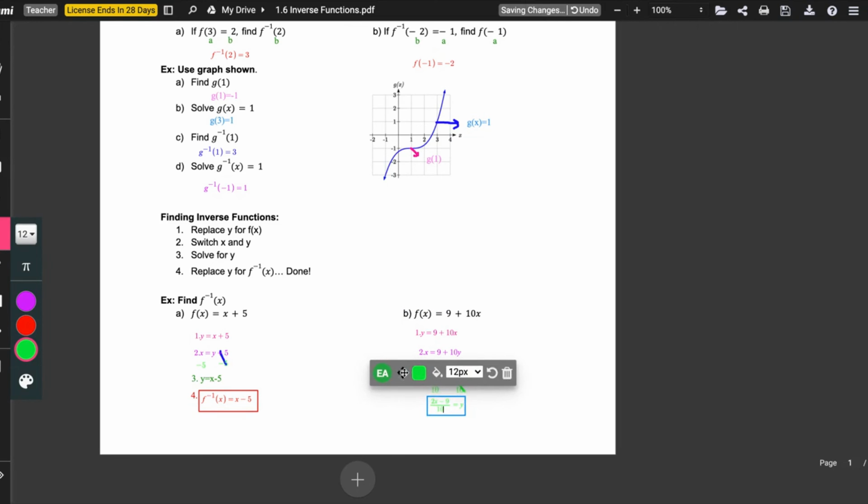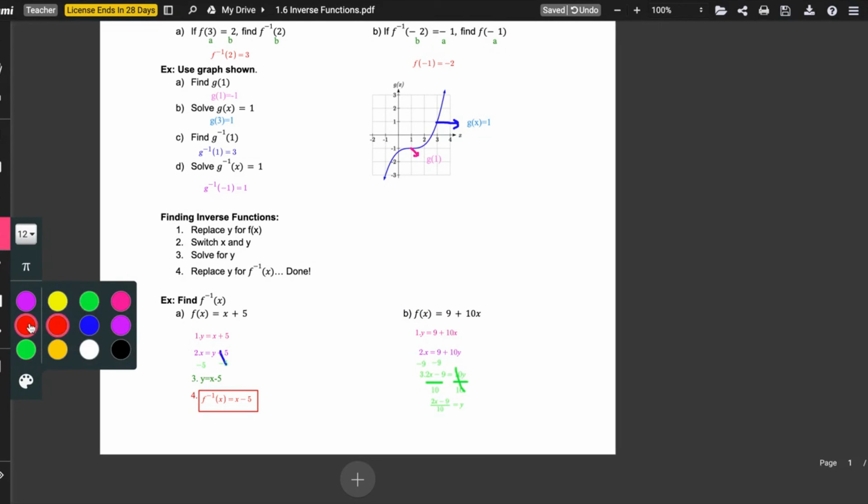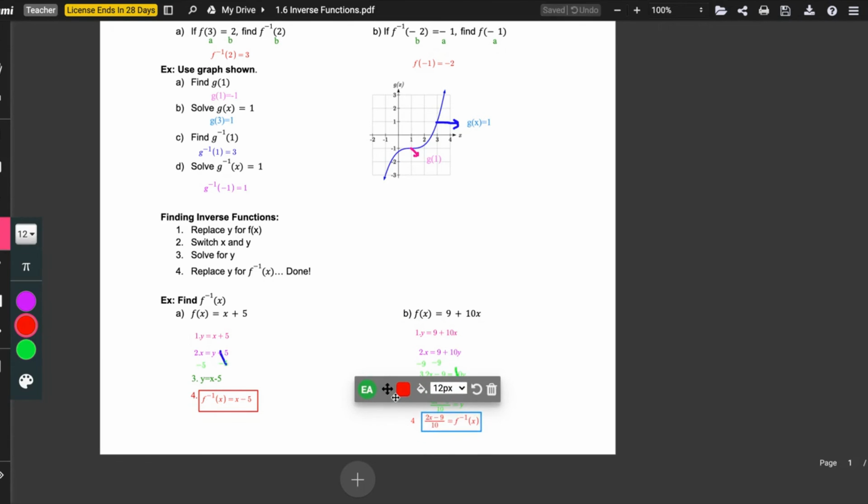So then for my final answer, I'm replacing y with f inverse of x. Remember, that's step 4. So I'm going to have the same thing, x minus 9 in the numerator over 10 equals f inverse of x. And that's done. That is all you got to do. So that is how we find the inverse function from an equation.